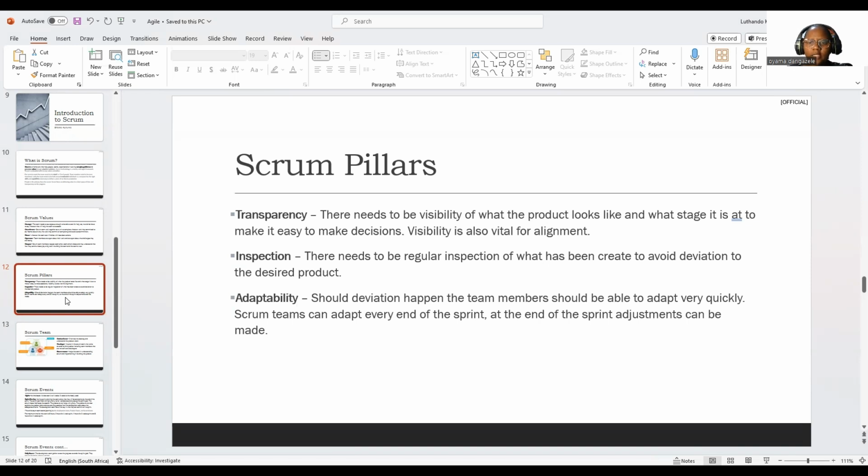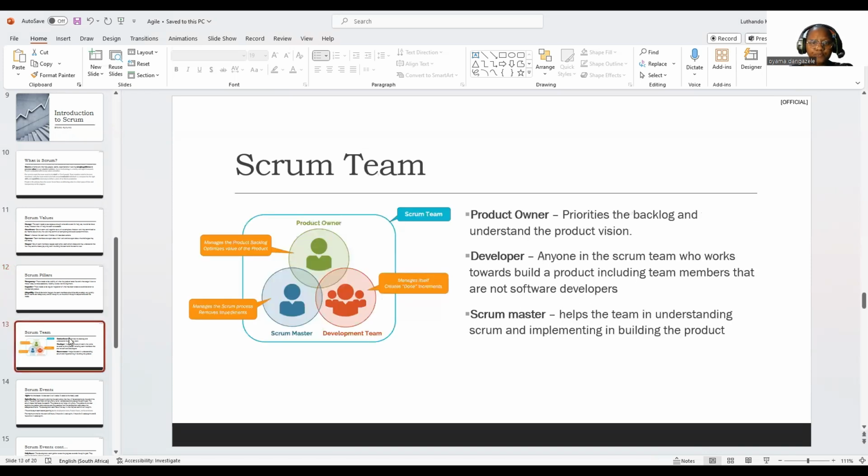Adaptability means that we should be able to adapt quickly. Like I said, for example, with COVID, I always make that example, companies had to adjust and adapt quickly and ensure that they became digital in their way of work, as well as the products that they were giving to clients. They had to ensure that clients could get their product without having to meet face to face. So that adaptability, as Scrum teams, we need to be able to do that.